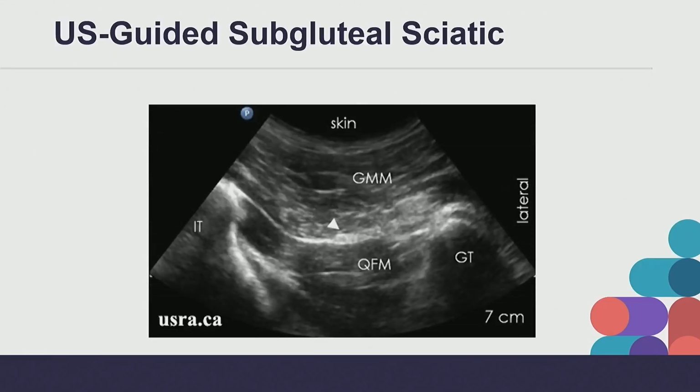And this is what it would look like on ultrasound, and we'll show you that in a second, where you would see the ischial tuberosity. That's the butt bone that we sit on, the greater trochanter here, and then the two muscles to keep in mind are the gluteus maximus and the quadratus femoris, and within this little hammock lies your sciatic nerve.